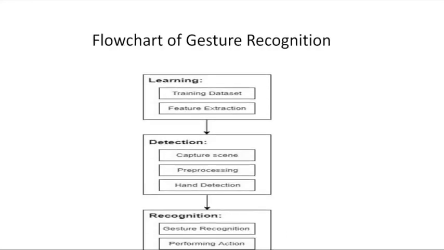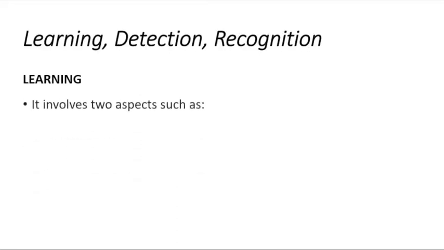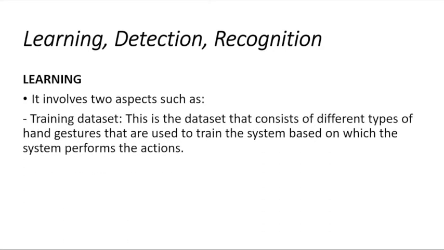This shows the flow of steps for recognition. There are three major groups of steps to be followed. We will be speaking briefly on those. First, it involves two aspects such as the training data set. Training data set is a data set of examples used for learning, that is, to fit the parameters of a classifier. In this case, there are different types of hand gestures.